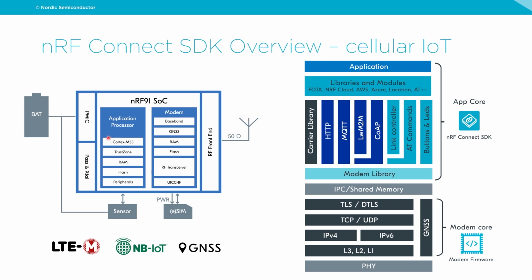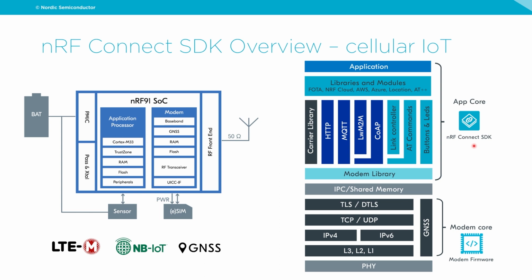So basically, you only really need to add a battery or any other kind of power supply to the SIP. Typically, you'll have sensors interfacing through I2C, SPI, communication interfaces, and then a SIM card, and you are off to start your application. And it supports LTE-M, NB-IoT, and GNSS as well. On the software side of things, we have the modem firmware running on the modem core. That includes everything from the L1 to L3 layers all the way to TLS and DTLS. And the modem firmware is available on our website as a pre-built binary.